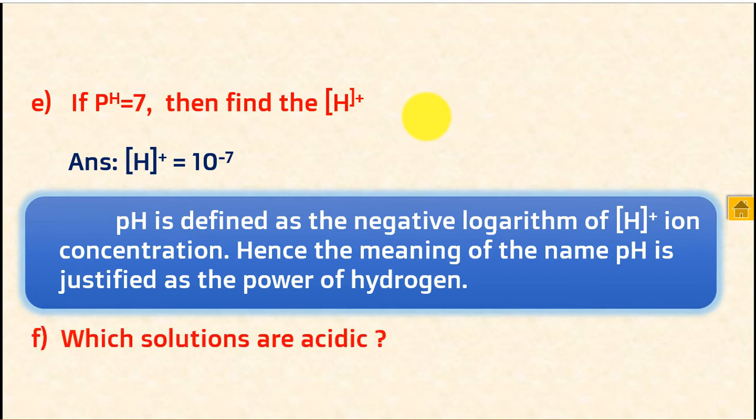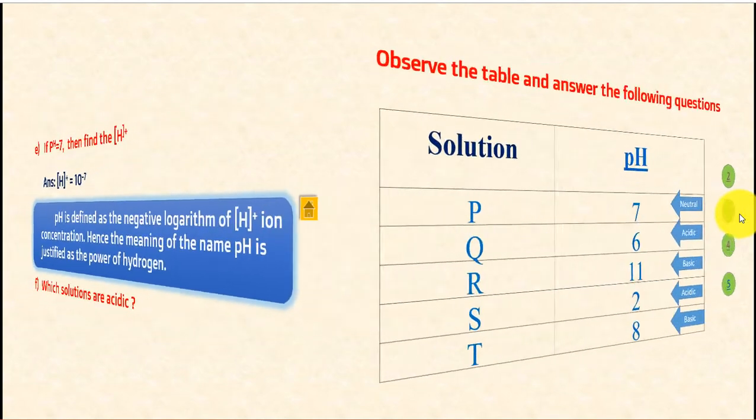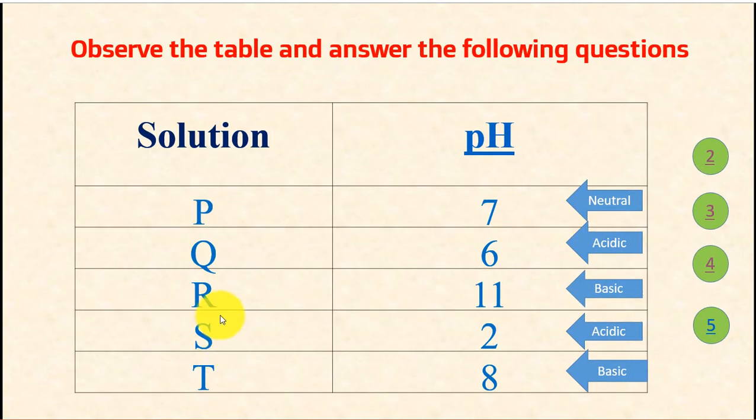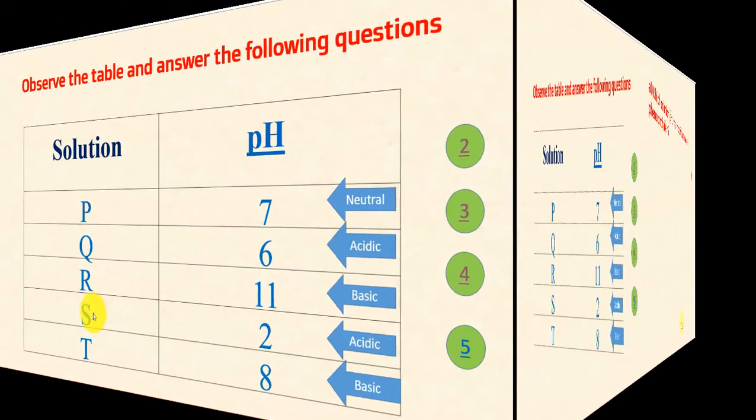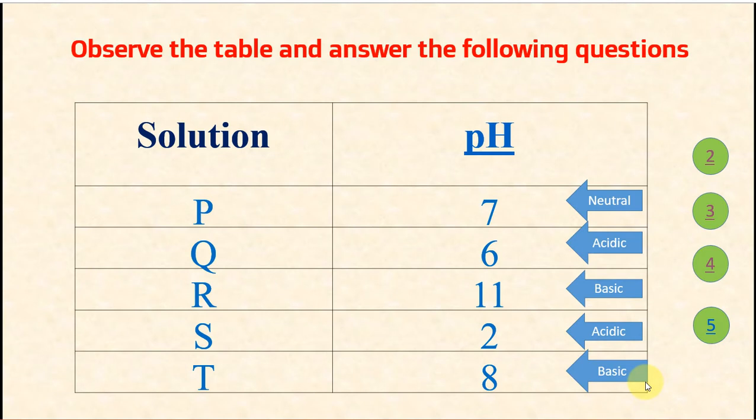The next question is, which solutions are acidic? From the given table, whichever solutions have less than 7 pH value are considered acidic. So from the given table, Q and S have pH values less than 7. That's why the answer is Q and S.